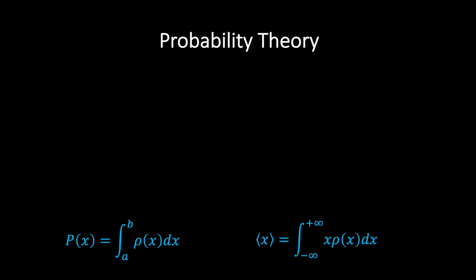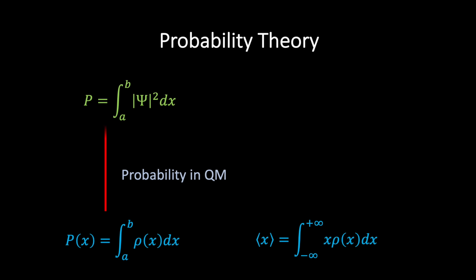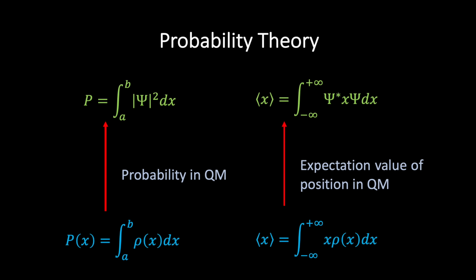Now we can see immediately how these results in probability theory translate into quantum mechanics. We've already seen that in quantum mechanics, the probability of finding a particle in a region of space is equal to the integral of the modulus squared of the wavefunction, and so we see that the modulus squared of the wavefunction can be interpreted as the probability density function, which is how it's often referred to. Likewise, the expectation value of a particle's position in quantum mechanics is given by the following integral.